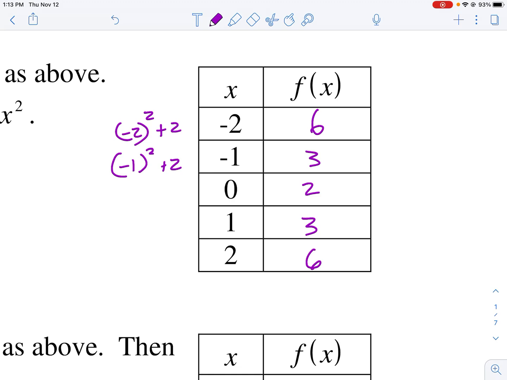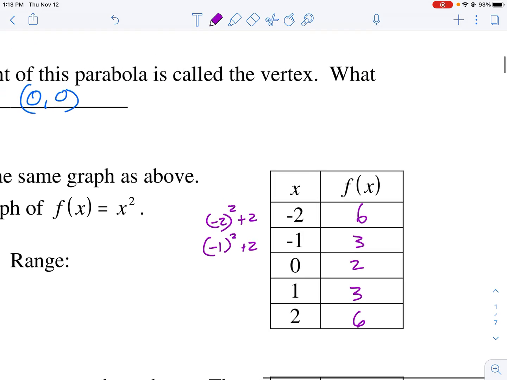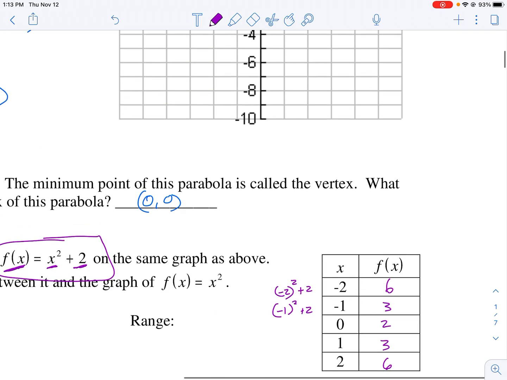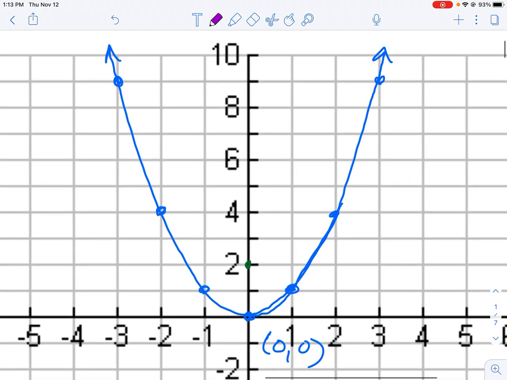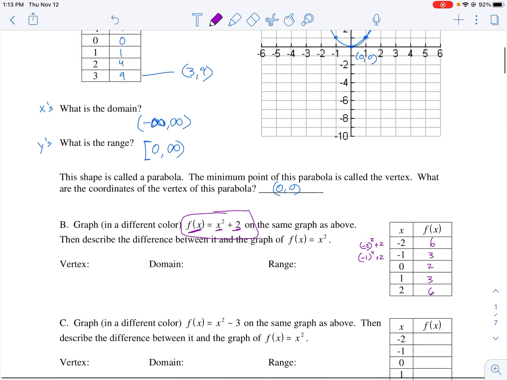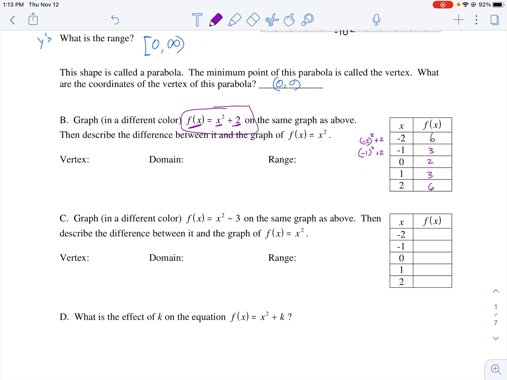So I'm going to go back to my graph, and I'm going to graph those ones as well. It's okay if you don't have a different color. It'll be totally fine. It just makes it so you can see them differently. They're separate. But let's go ahead and graph these. Negative 2, 6, negative 1, 3, 0, 2, 1, 3, and then 2, 6. And then I got this U shape here. It goes like that. Okay. And I'm going to leave it to you to fill in the vertex, domain, and range.